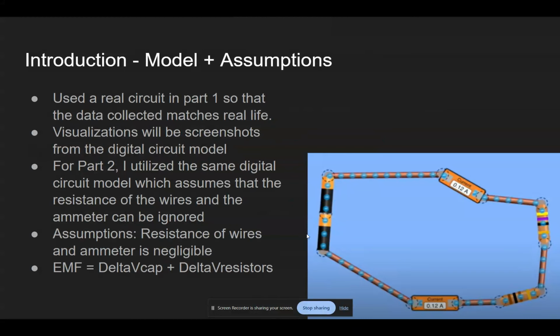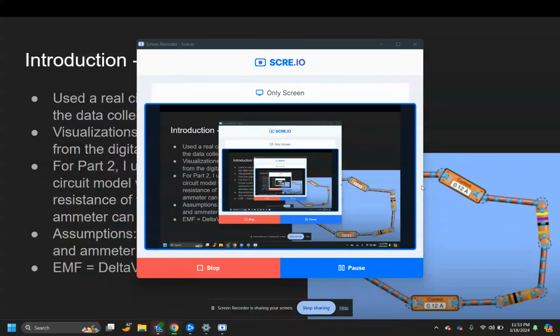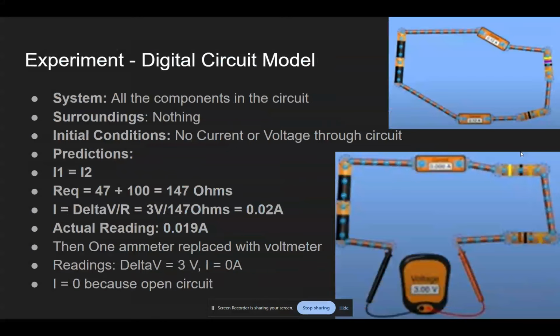EMF equals delta V capacitor plus delta V resistors. So the system in this situation is all the components in the circuit. The surroundings is nothing. Initial conditions are no current or voltage through the circuit. Predictions: I1 equals I2, REQ equals 147 ohms, I equals 0.02 amps, actual reading 0.019 amps.